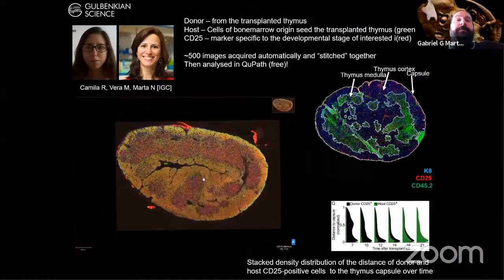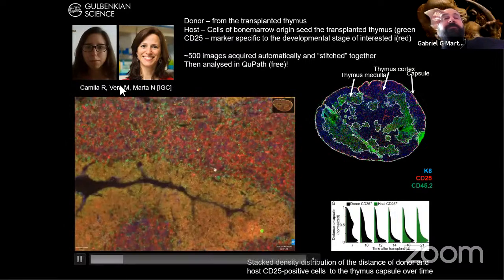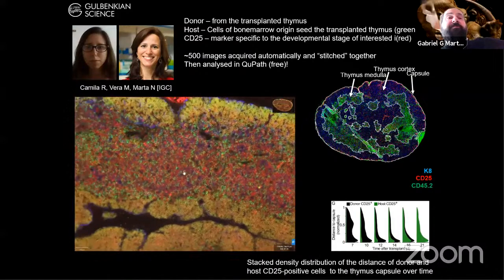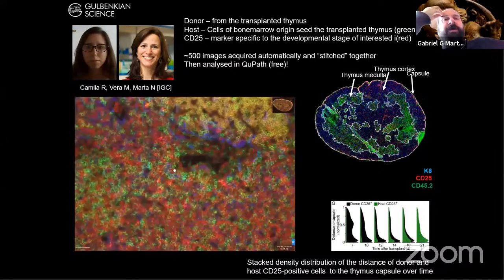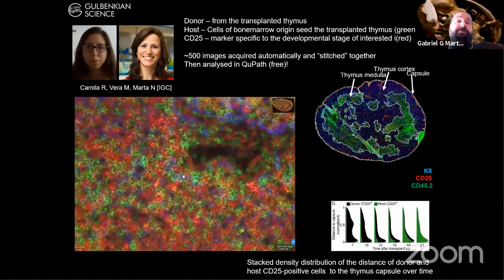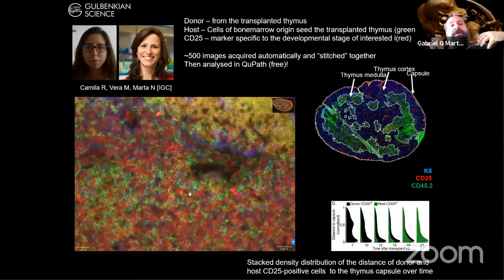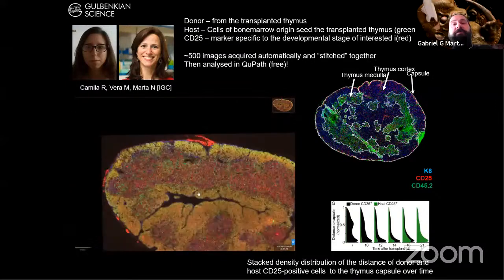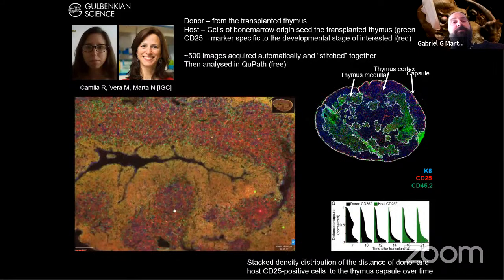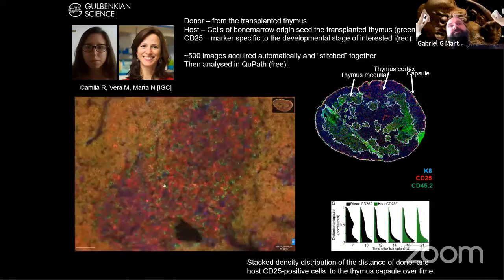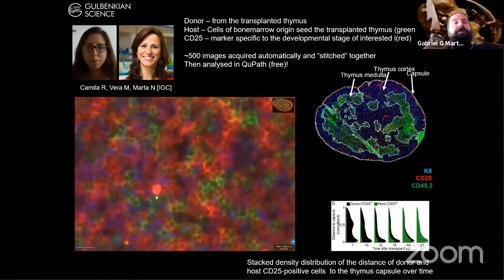In this case, once again, an example from Vera's group, from Camila, where they were interested in finding specific cells, not just live, but actually with a little bit more magnification and after immunostaining. This image is a composite of about 500 images taken on a wide field microscope. The tissue was sectioned, then stained and put on a slide, and it was too large to image with the magnification that would give you individual cell resolution. But once you acquire these hundreds of images and stitch them together, then you have this kind of Google Earth image that you can browse through.